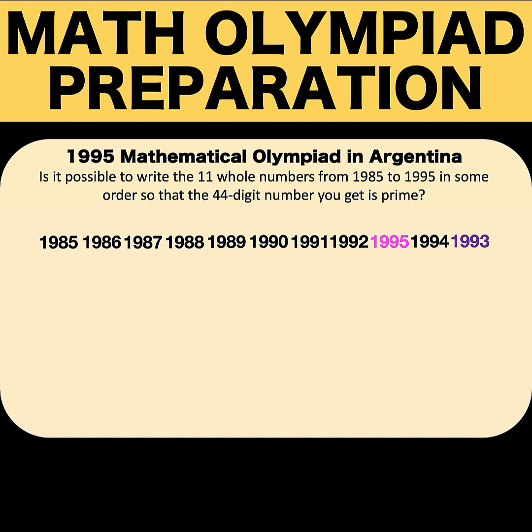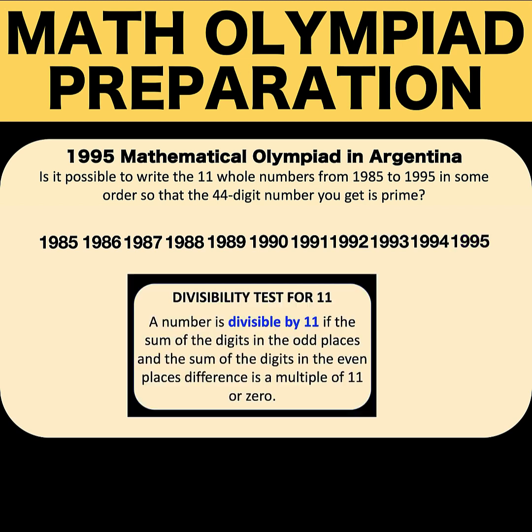So how can we know whether this number is composite or prime? In order to answer this, let's recall our divisibility test for 11. A number is divisible by 11 if the sum of the digits in the odd places and the sum of the digits in the even places have a difference that is a multiple of 11 or 0. So we want to know the sum of the digits in the odd places and the sum of the digits in the even places, and we will get the difference of those two sums, and then check whether the resulting difference is divisible by 11 or if it is 0.